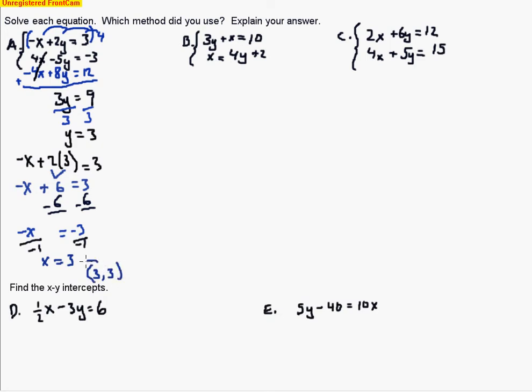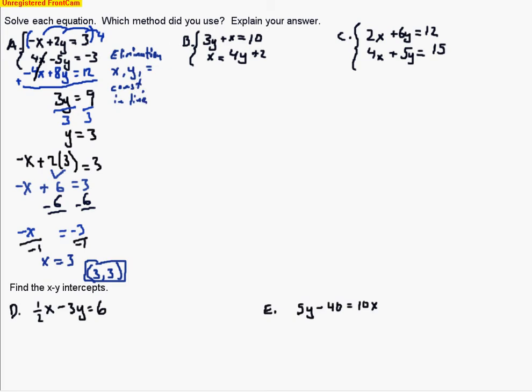So again, I used the elimination method, and the reasoning was that the terms were lined up. X's, y's, equal signs, constants, those were all in line. When they are, that's when I use elimination.